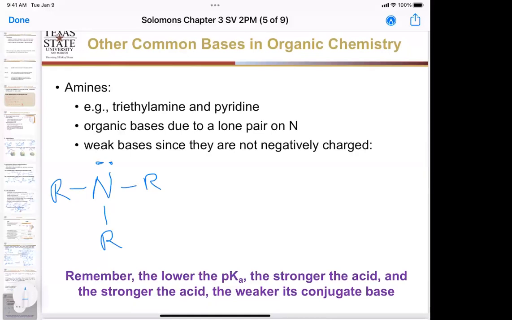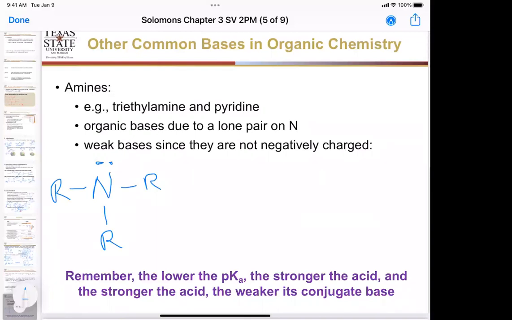Ooh, wait, hold it. Don't all Lewis bases have lone pairs or negative charges? That means that this is a base, and it is basic, and it's going to be slightly more basic than things like water. It's going to be more likely to pull off protons.